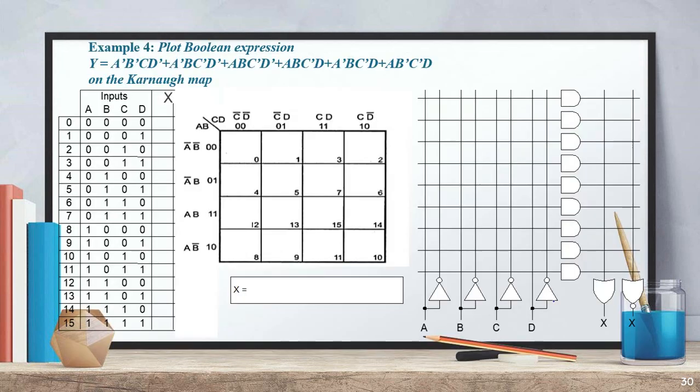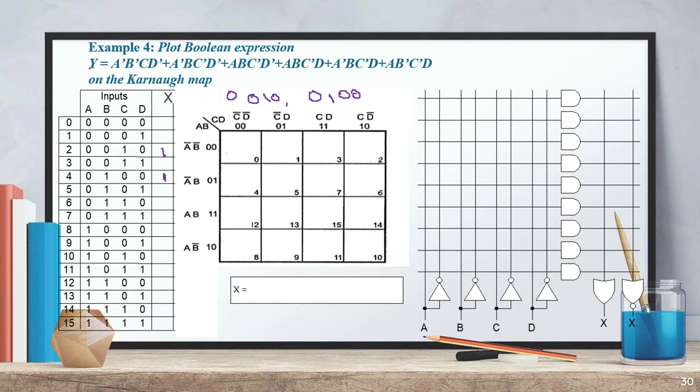Next we can move on to some 4 variable expressions, somewhat interesting, how we can do all those things. In this case we have A bar B bar C D bar. So A bar B bar means it is 0 0 and C D bar means 1 0. This is the one case. So 0 0 1 0 means this portion is high. Then A bar B C bar D bar. A bar means 0, B means 1, C bar means 0, D bar means 0. So 0 1 0 0. This condition is high.